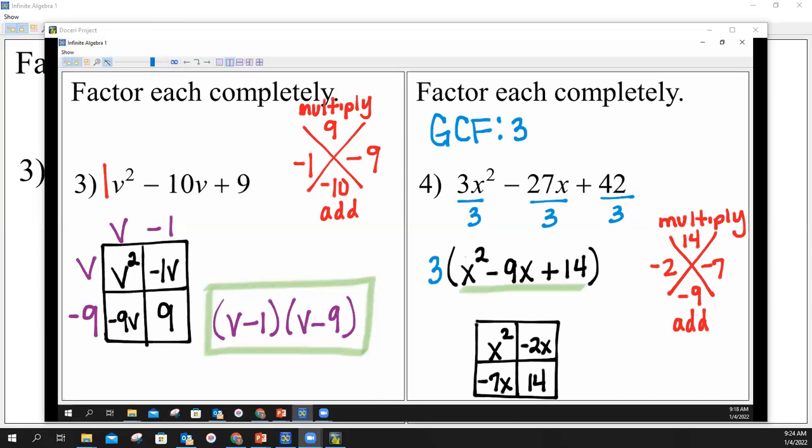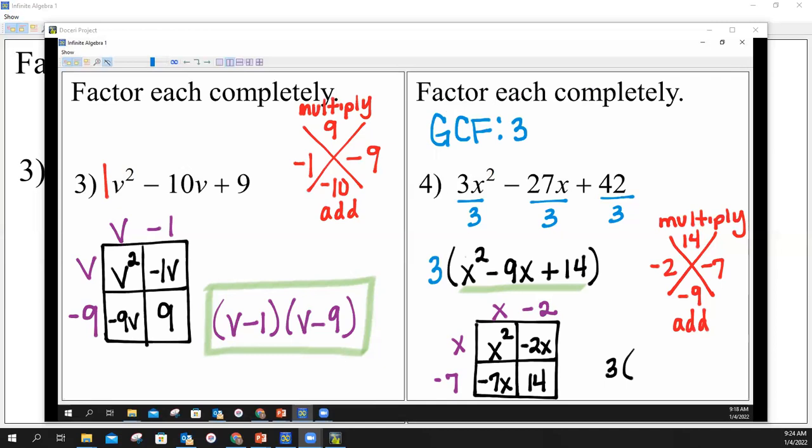The only thing that multiplies to be x squared is x times x. In my second column, I can take out a -2, and in the bottom row, a -7. So my final answer for question 4 would be 3, because I have the GCF of 3, and that is a factor. So it says factor completely. Question number 4 would have 3 factors.